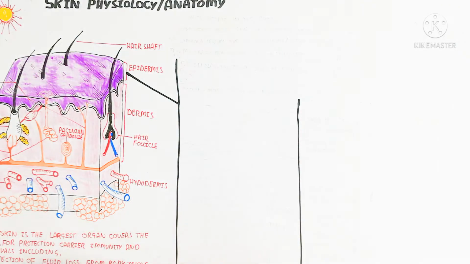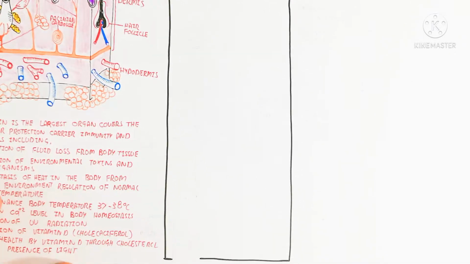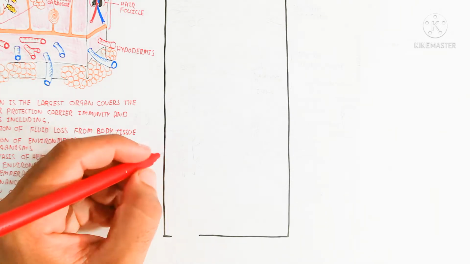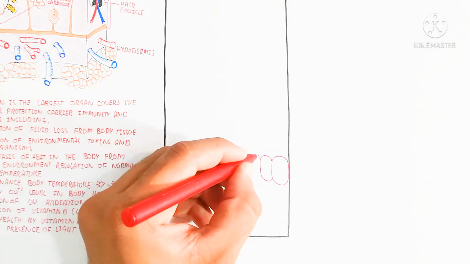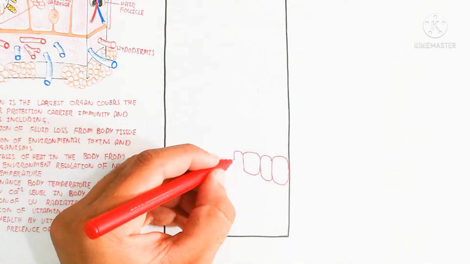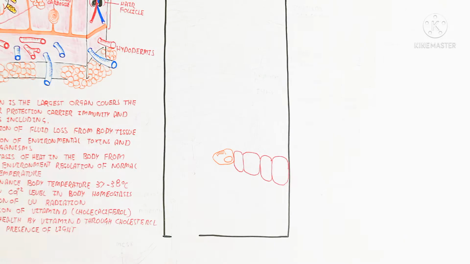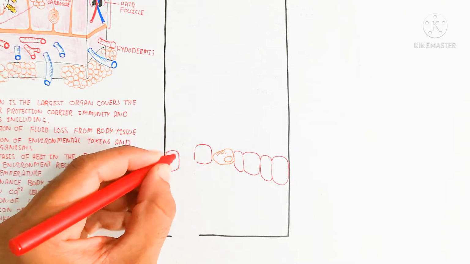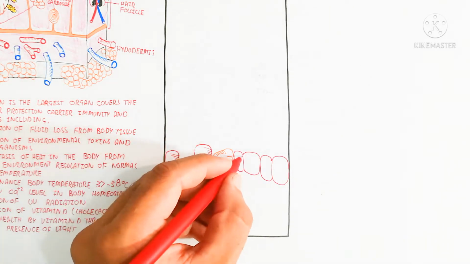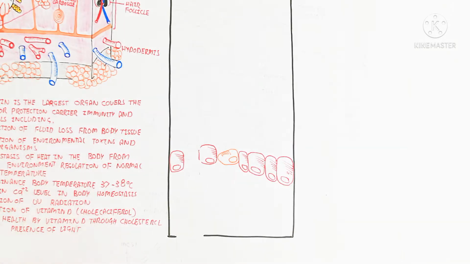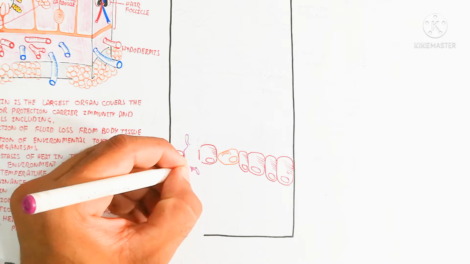Here I am giving the whole picture of the epidermis first, and if we understand just the epidermis, we will be able to understand the whole skin structure. The lowest layer of the epidermis is known as the stratum basale. The stratum basale contains stem cells, and Merkel cells are also present, as well as the melanocytes.